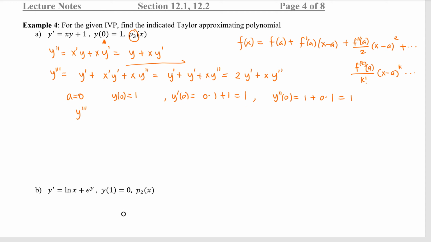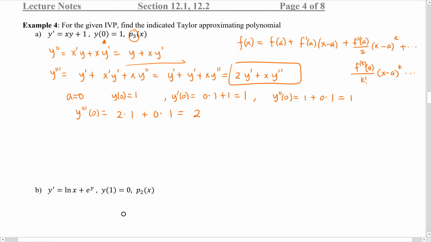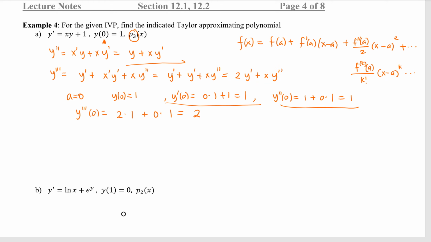y triple prime of 0 is, we use this formula, 2 times y double prime. y double prime is 1, plus x, which is 0, times y triple prime. So the answer is 2. See, when we're looking for those numbers, it's okay to leave y prime or y double prime there. You don't need to solve everything in terms of x and y, because we already know these numbers, y prime and y double prime. We can just plug them into that formula. It can help us save some work.